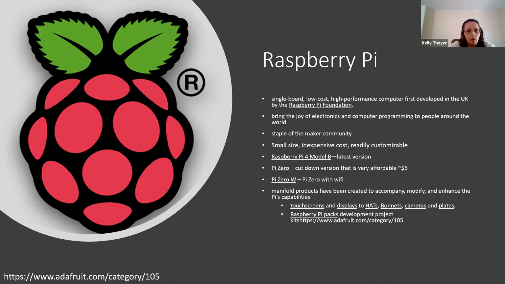There have also been a wide variety of products that have grown up around the Raspberry Pi. Touch screens, displays, hats, we call them hats. They're little integrated circuits and so forth that are built out that you can plug in the Raspberry Pi. Bonnets is the same idea. Cameras for AI, plates, and there's many development packs available where you can just buy a kit that would have all the components that you need. But more exciting than that, you can also get your own collection of components and start building, which is really where the excitement begins.